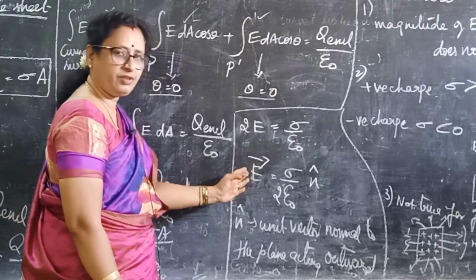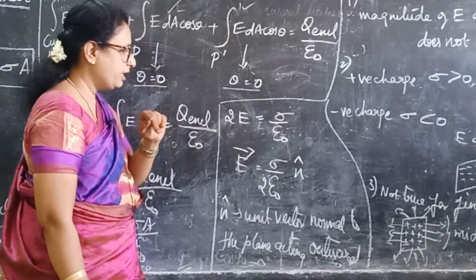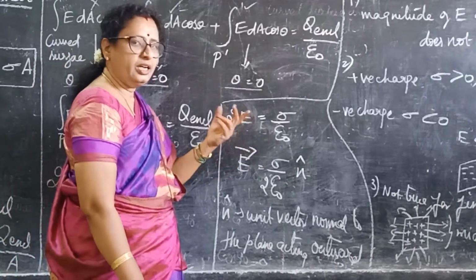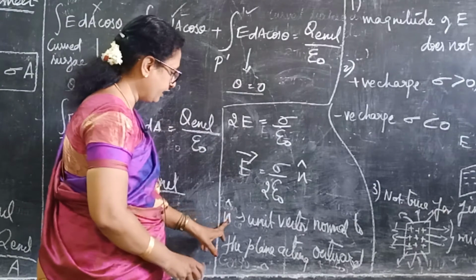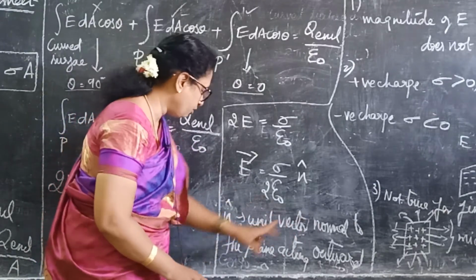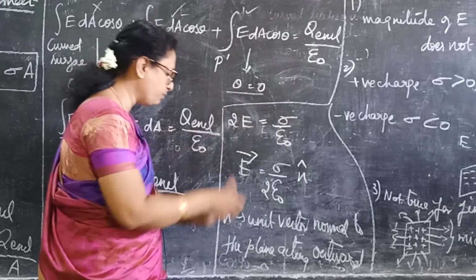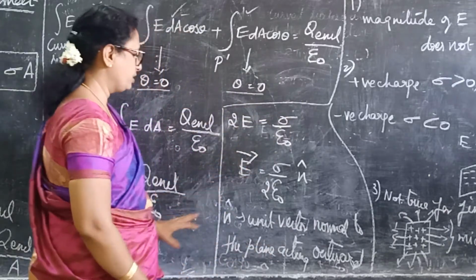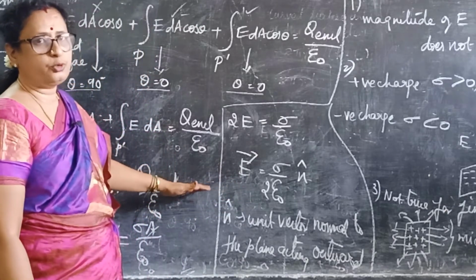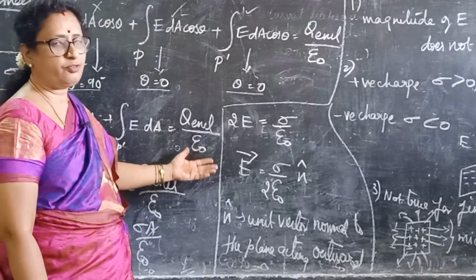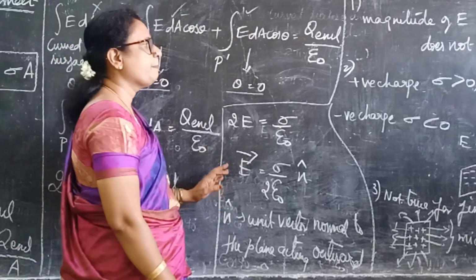If you write it in vector notation, E vector is equal to sigma by 2 epsilon naught n cap. What is this n cap? It mentions the direction of E, which is acting outwards. n cap is the unit vector normal to the plane, acting outwards. So, we have derived the expression for the electric field due to a charged plane sheet of infinite area.